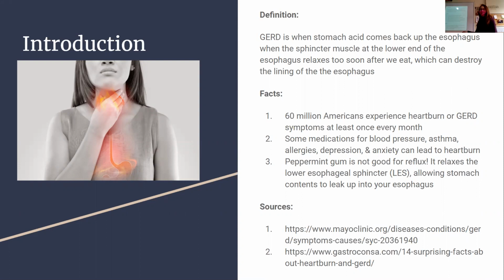Some people are like, well, how do you even find that stuff? Well, I went to Google and I typed in, what is the definition of GERD? I found it, I put it in my own words, and then I copied and pasted the website link. How did you find facts about GERD, Miss Amanda? Well, I searched interesting facts about GERD.